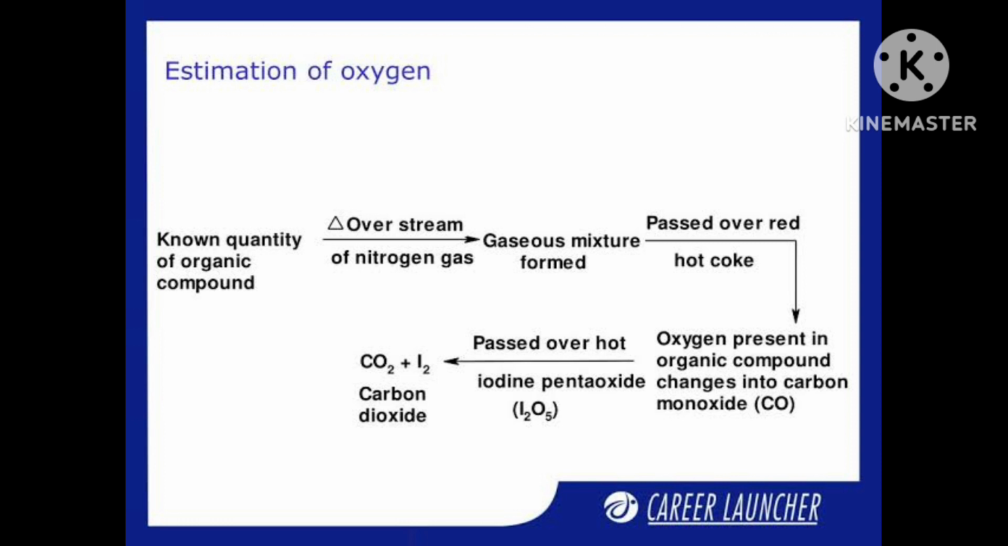The percentage of oxygen in an organic compound is usually found by difference between the total percentage composition, means 100, and the sum of the percentage of all other elements. Then oxygen can also be estimated directly as follows. Okay, I am telling you how to calculate.